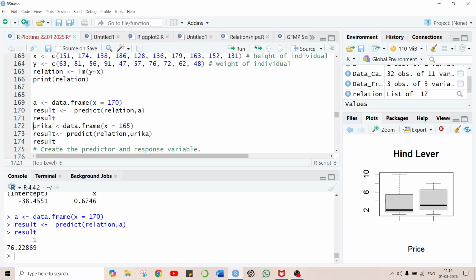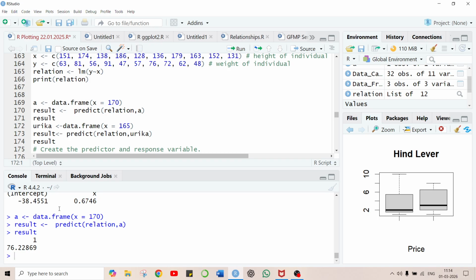So you see 170, are there any values close to 170? There is 179 and 174. A person who is 174 is 81 kilos. A person who is 179 is some 76 kilos. Based on that, the relationship is built, and it is giving that a person having 170 centimeters should ideally be 76 kgs, depending upon the data points.